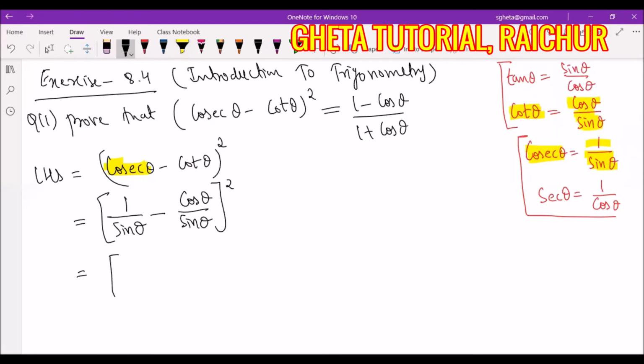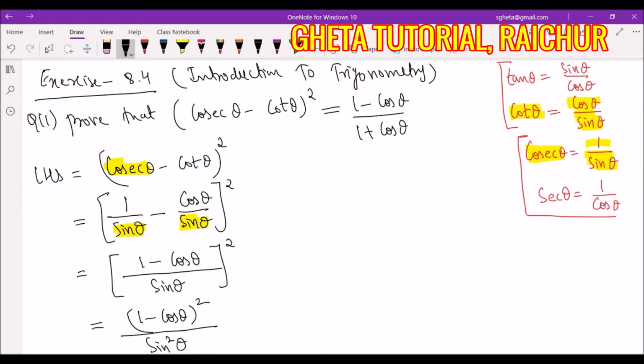Now in the denominator, we see the denominator is sin theta, so the LCM will be sin theta. And the numerator will be kept as it is, 1 minus cos theta, whole square. So I can write it as 1 minus cos theta whole square divided by sin square theta. So this is the LHS. LHS is equal to 1 minus cos theta whole square, and in the denominator we have sin square theta.